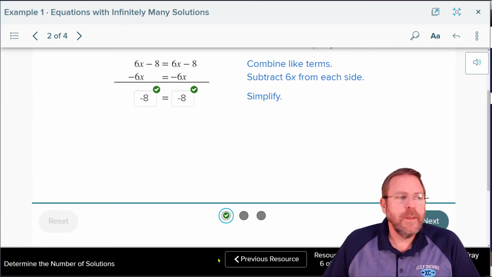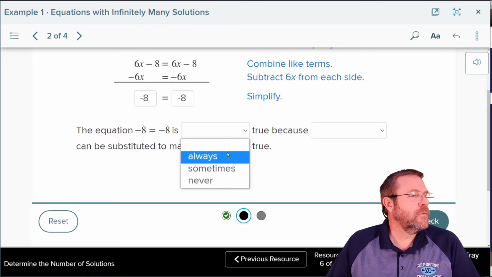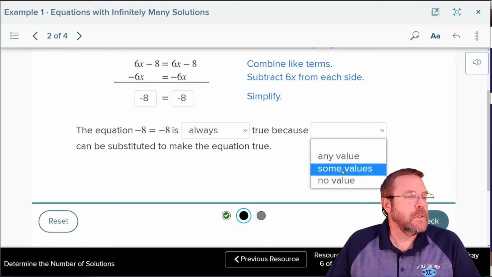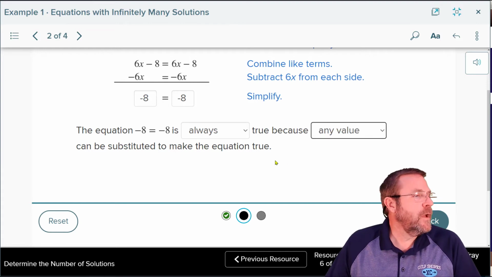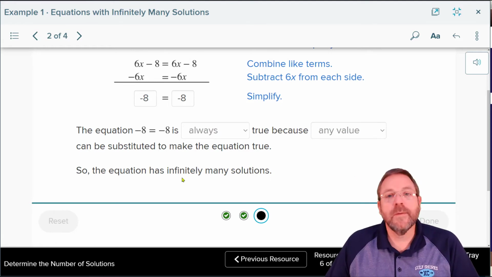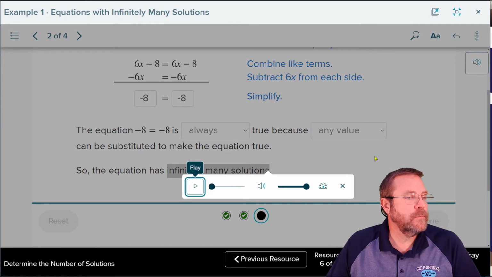That tells you once again, you're dealing with an identity here. There's an infinite number of solutions. Negative 8 equals negative 8 is always true because any value can be substituted in to make the equation true. Check it. And it checks. So your answer is that there's going to be an infinite number of solutions. Which we're going to take and highlight. Nope, can't highlight that.